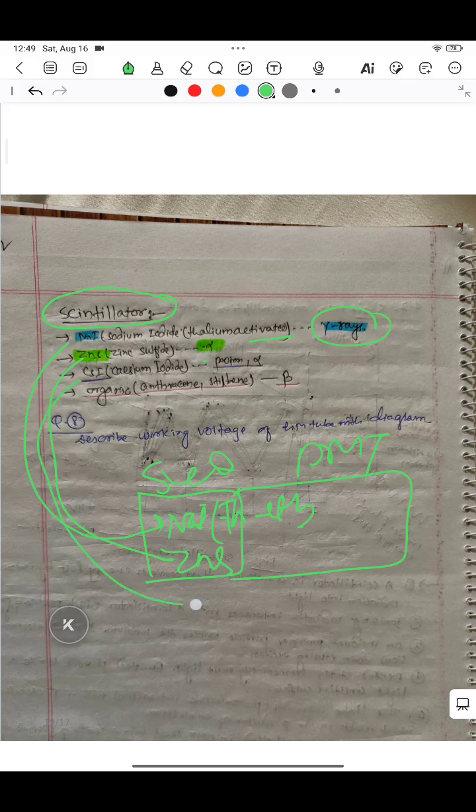Zinc sulfide, ZnS, detects alpha. Then cadmium iodide, which detects proton and alpha. Then organic anthracene and stilbene, anthracene and stilbene, that is for beta radiation.